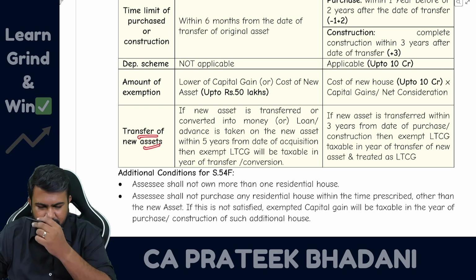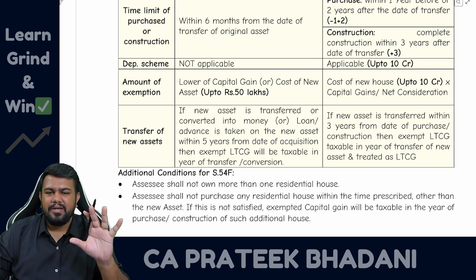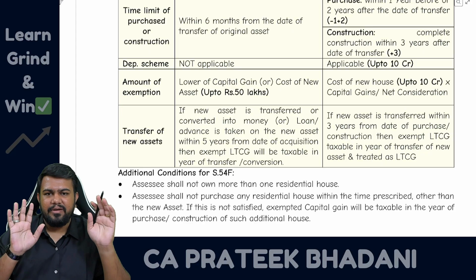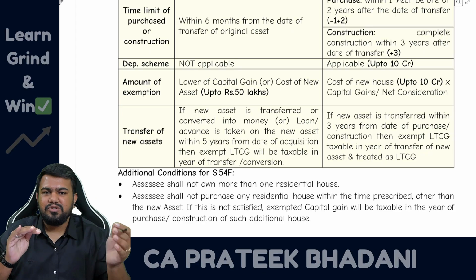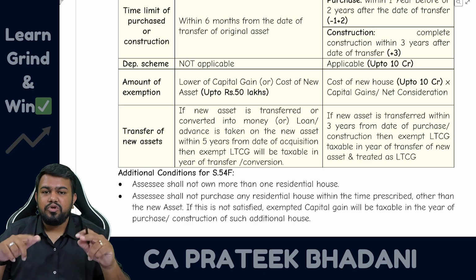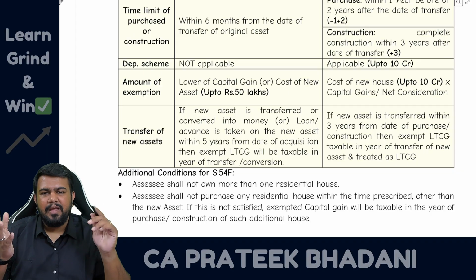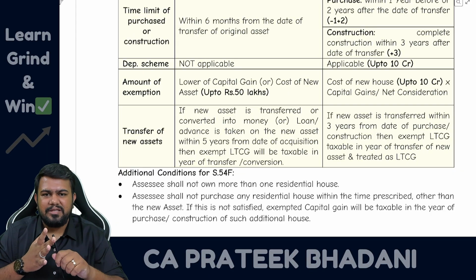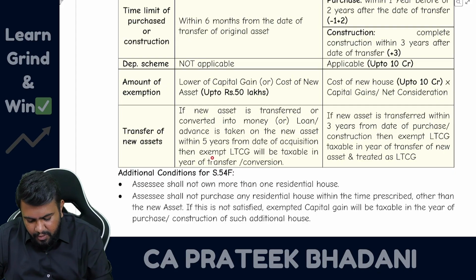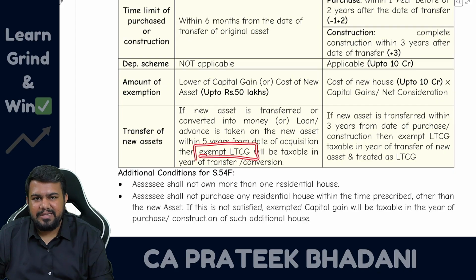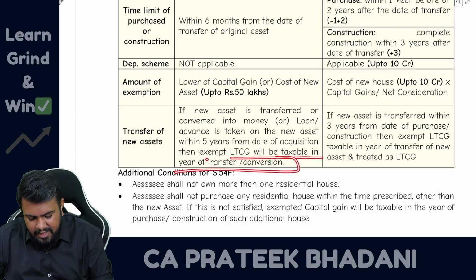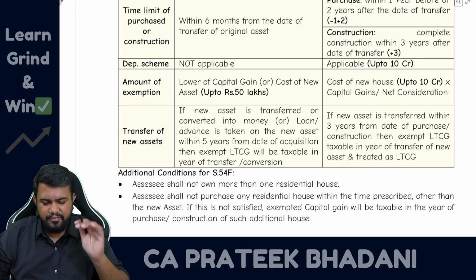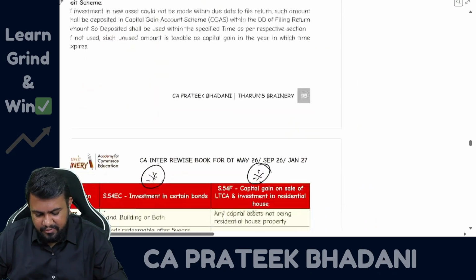Here, transfer of new asset. There is a 5-year lock-in period for the bonds. So for 5 years, you should not sell that bond to anyone. You should not take maturity of the bond. Also, you should not take any loan against the bond. If you are selling the bond, taking the maturity, or taking a loan against the bond, in such case, whatever exempt capital gain is there, it will be taxable in the year of transfer or conversion.